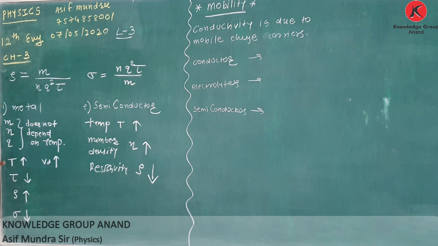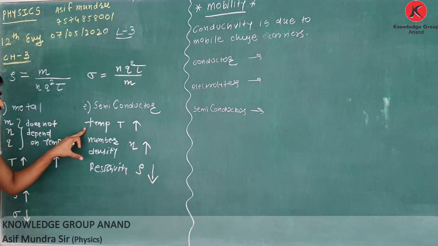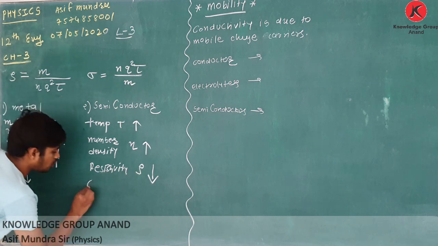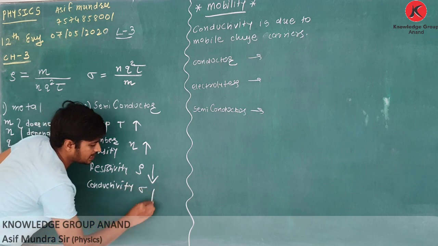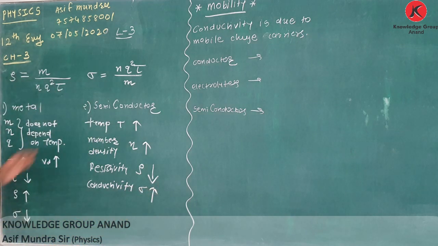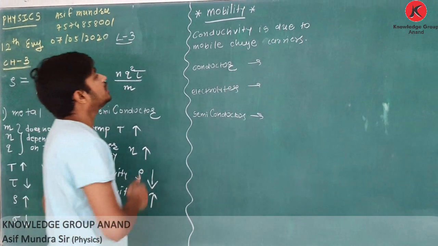So what to remember? In metals, with increase in temperature, resistivity increases. In semiconductor, with increase in temperature, resistivity decreases. Or I can say conductivity sigma increases. Clear? We will study about semiconductors in chapter number 14. Clear about this topic? Okay. So yes, such questions are asked as MCQ. What is dependence of temperature and what thing changes? Okay. Now next topic is mobility.